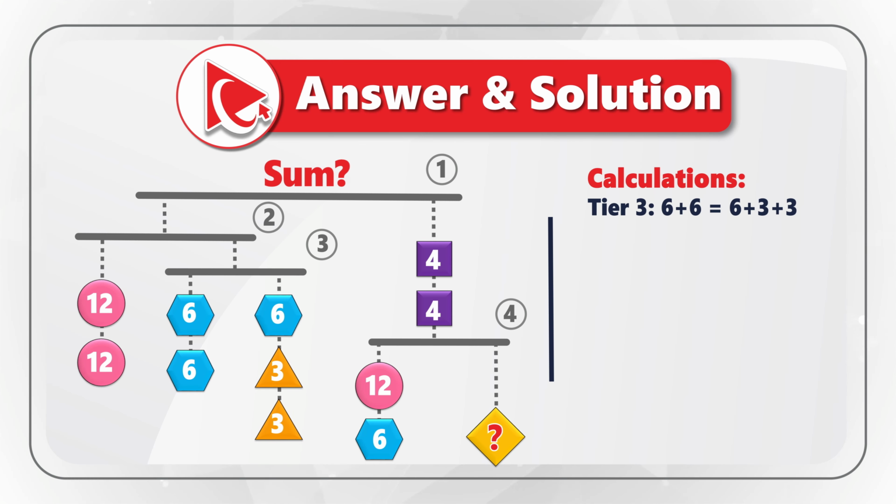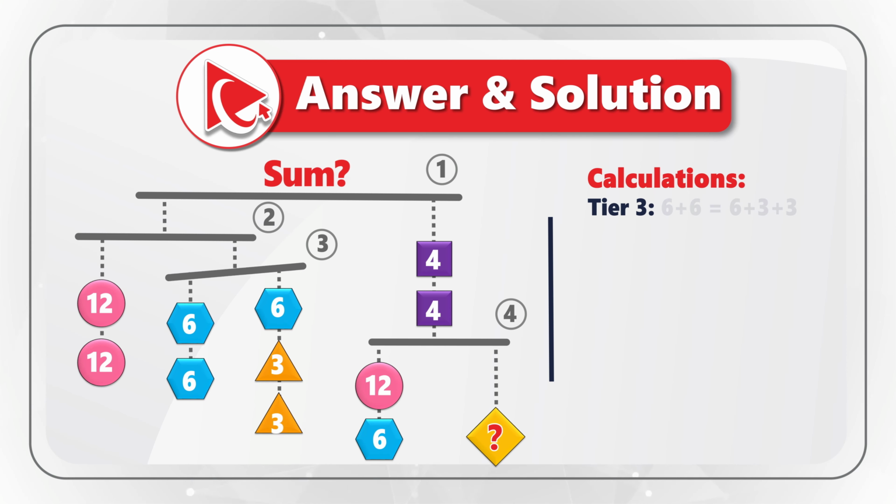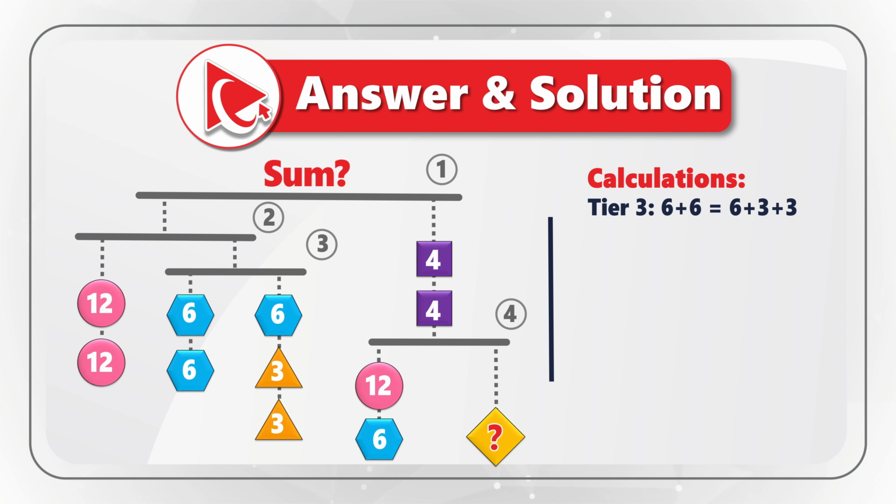So on both sides, the total value is 12. This is why Tier 3 remains in balance. Now let's look closely at the Tier 2.